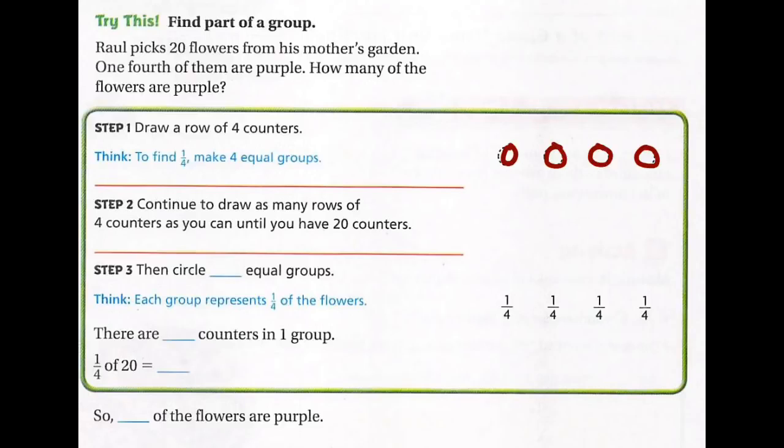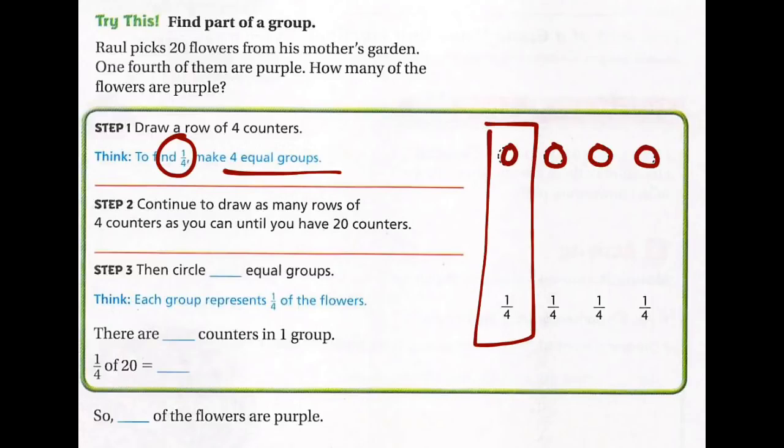So think about it. To find 1/4, we need to make 4 equal groups. So here's our 4 equal groups. You might want to put a box around them.